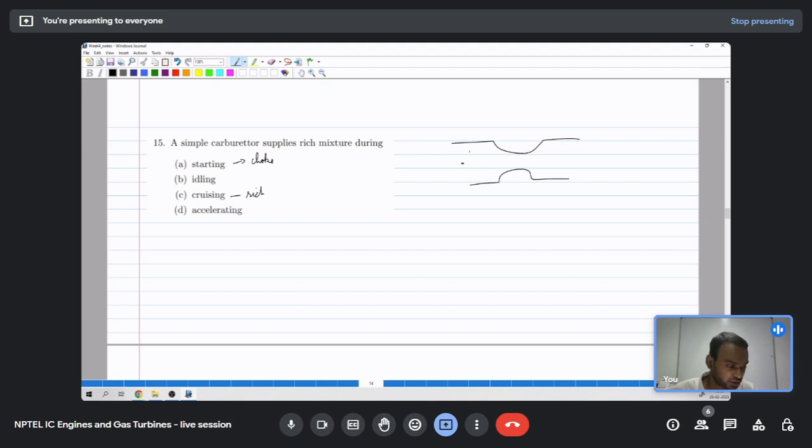And you can see from the derivation of this flow rate that as you open the throttle plate, compared to the closed condition, that is idling, so throttle closed means idling, this will be some fuel air ratio, and when you open partly, that means during cruising, the fuel air ratio will become higher compared to the closed throttle. I think this will come based on the derivations.